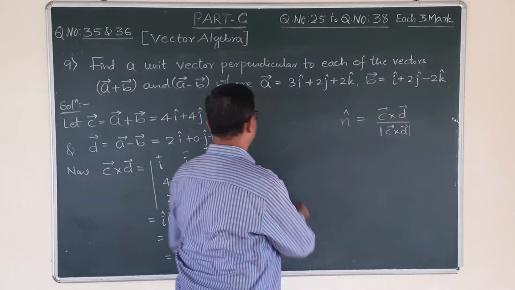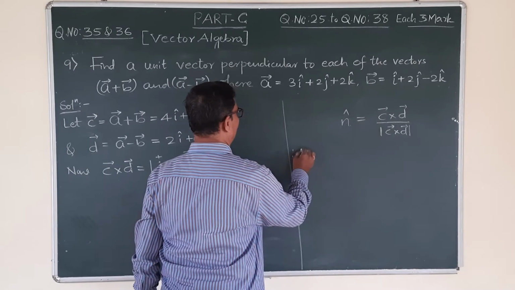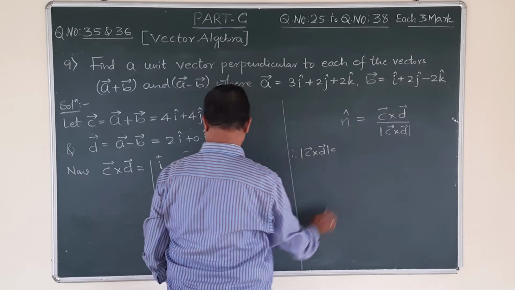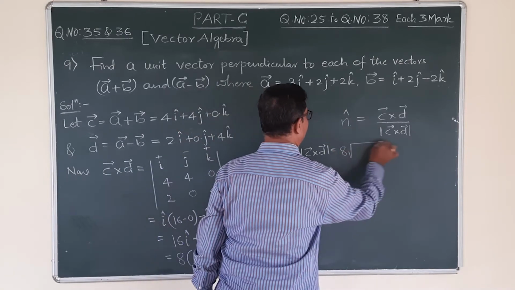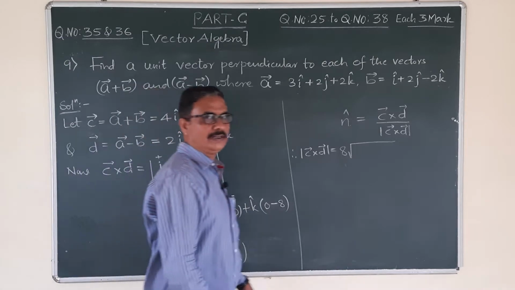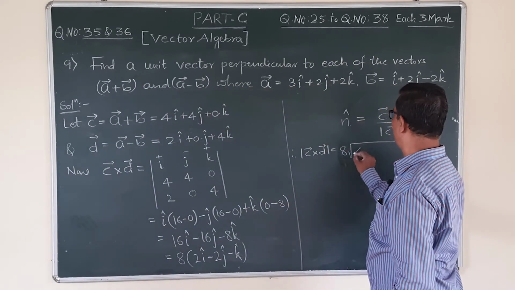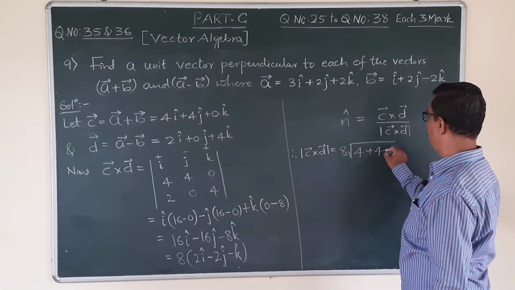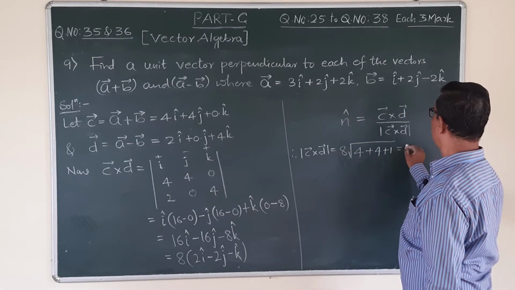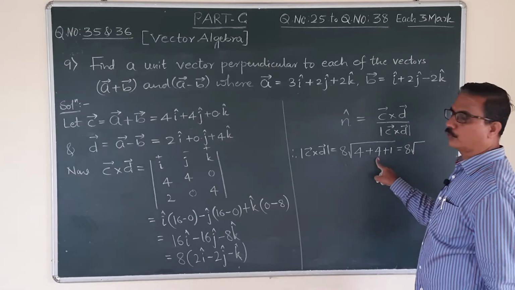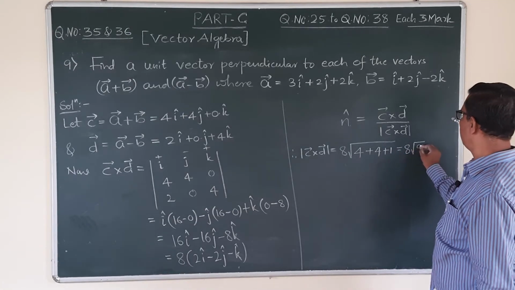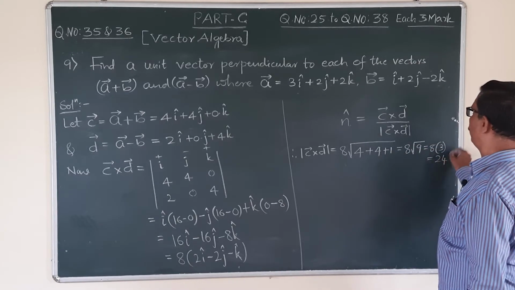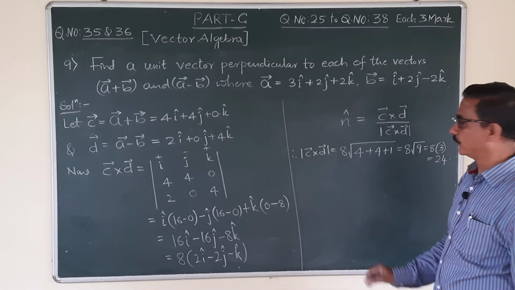Then to find their magnitude. Magnitude of C cross D, magnitude is nothing but length. That is equal to 8 into under root of coefficient of i, 2 squared, 4, plus coefficient of j, minus 2 squared, 4, coefficient of k, 1 squared, 1. That is 8 into root of 4 plus 4, 8, 8 plus 1, 9. That is 8 into root 9, which is 3. That is 24. Magnitude of C cross D is 24.